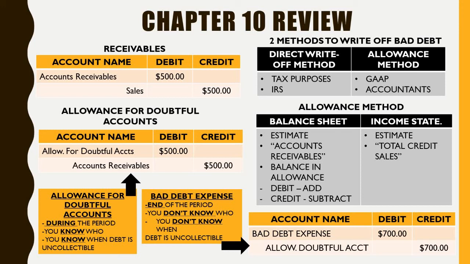And then you need to determine what is the balance. If there's a debit balance, you're going to add that to your estimated amount. If it's a credit, you're going to subtract that from your estimated amount to determine the journal.